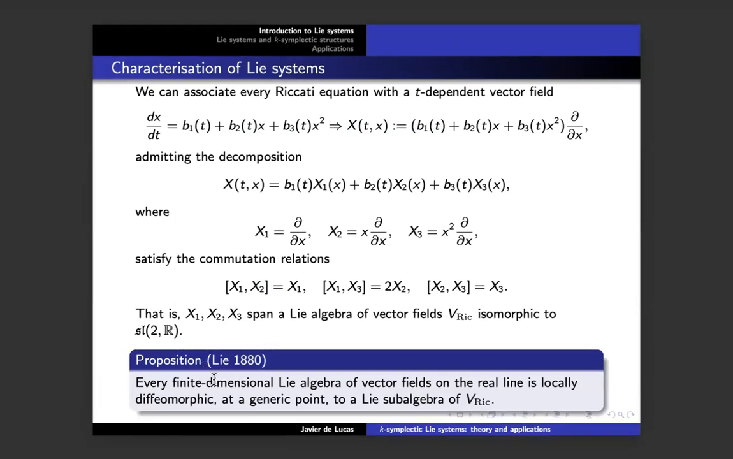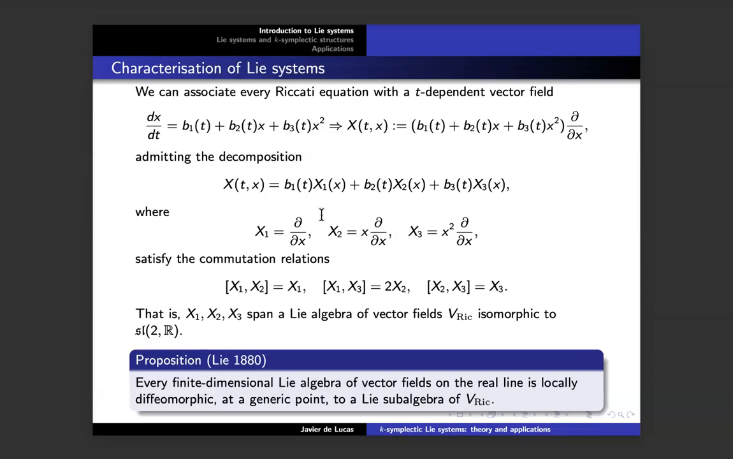And what Lie said in 1880 was that if you have a finite-dimensional Lie algebra of vector fields on the real line, the analytic Lie algebra of vector fields, everyone is locally diffeomorphic to this Lie algebra or to a sub-Lie algebra. So essentially, on the real line, you don't have more possibilities. Every Lie algebra is, at a generic point, diffeomorphic, this is also said by Lie. There is a change of variables that maps it into this form.